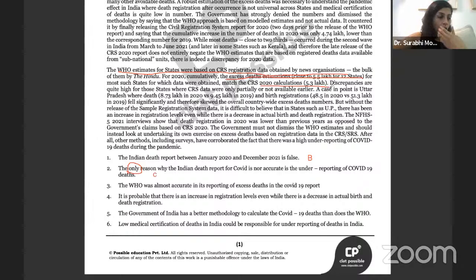Right? So for some states, for the 2020 report, the WHO estimates were almost accurate. We do not know whether it was almost accurate for all the states. So again, the third answer would change to C. Had it said for some states for which CRS data was available and for the year 2020, then this answer would have been A, which is definitely true. Have you understood the third answer?